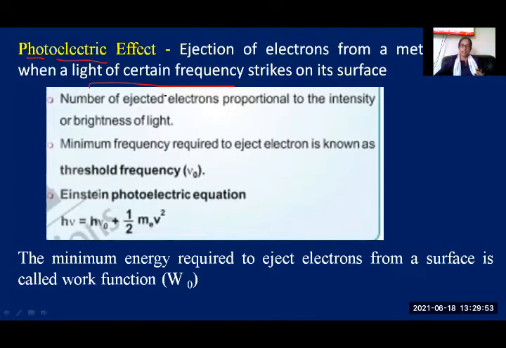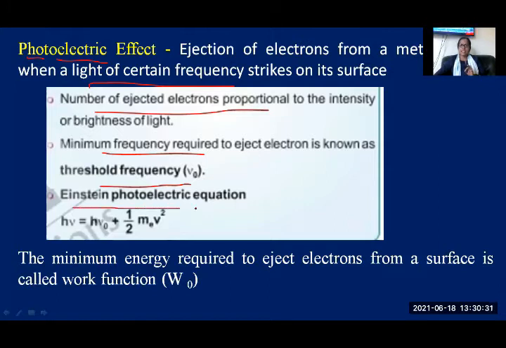But it is not that any photon striking the metal will eject an electron. It requires a certain minimum frequency to knock out the electron from the metal surface, and that minimum frequency needed is called the threshold frequency. Similarly, it is observed that the number of ejected electrons is proportional to the intensity of the incident light. If the incident light is more intense, more electrons will be ejected.